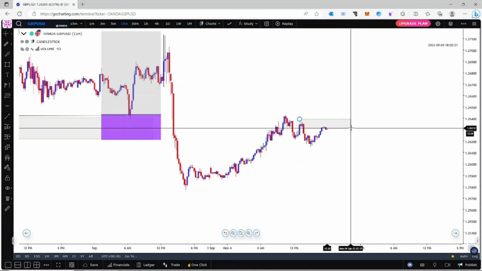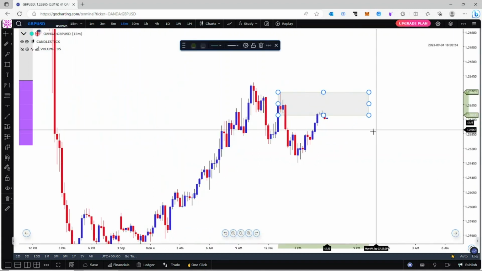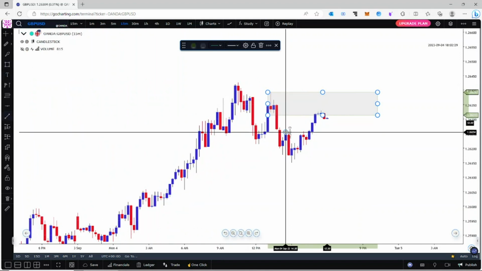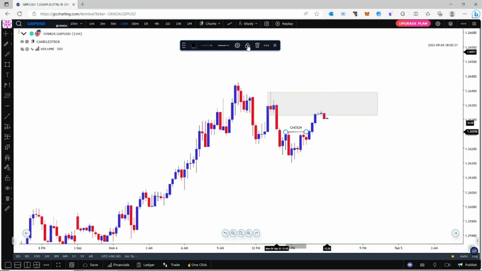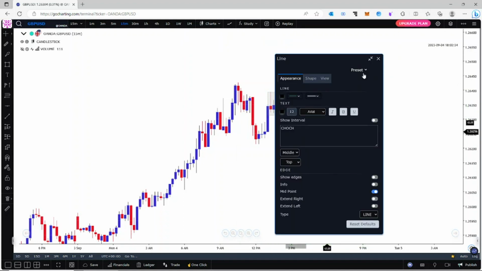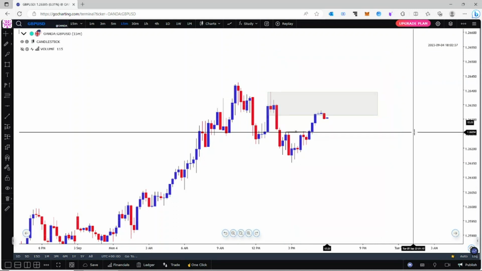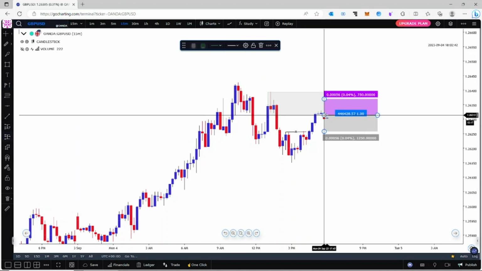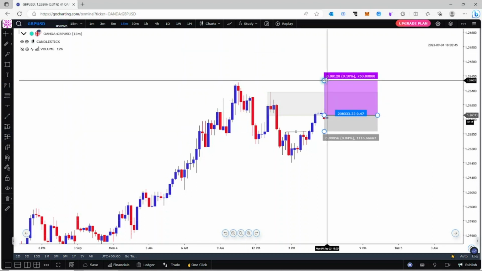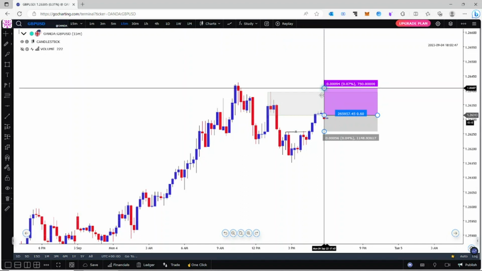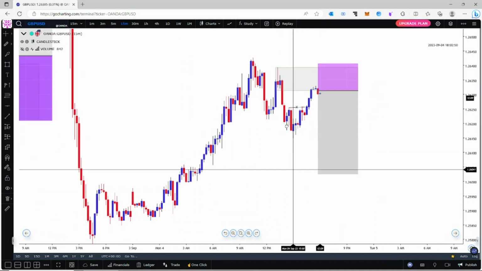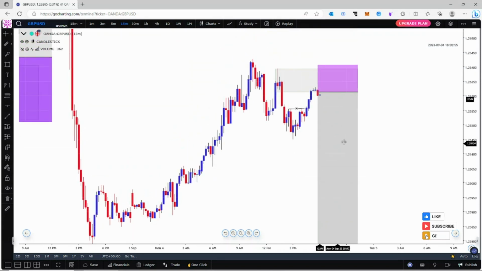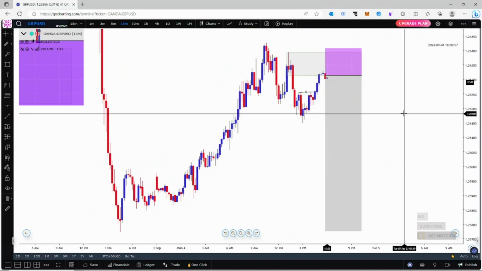Why do I want to sell here? As we can see, we have taken an inducement already. So per my strategy, I'm good to sell from this order block here. Stop loss could be somewhere here or just above here. Then you target the low. Target this low here. Yeah, at least 1:5.7. It's not too bad.